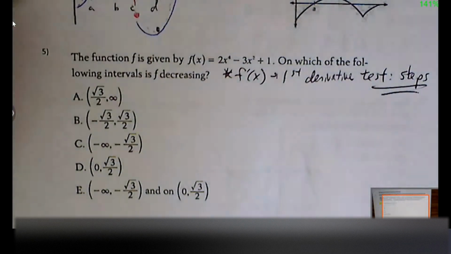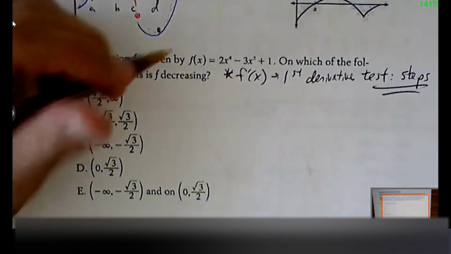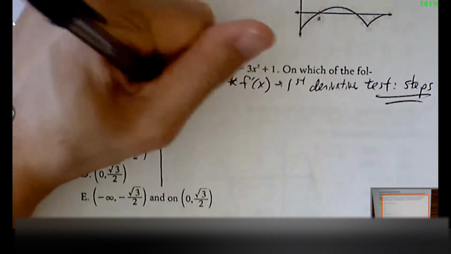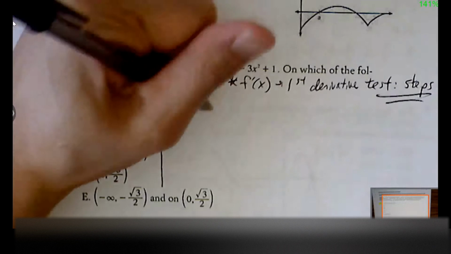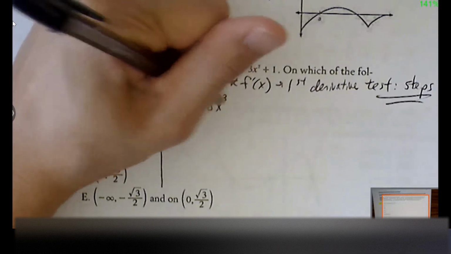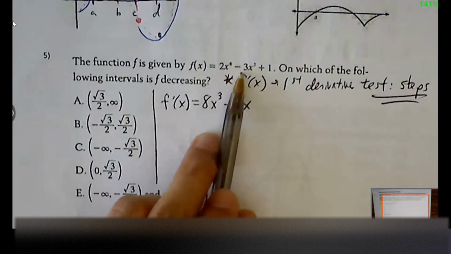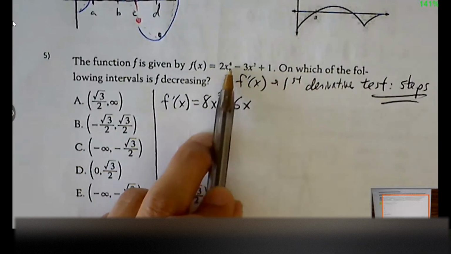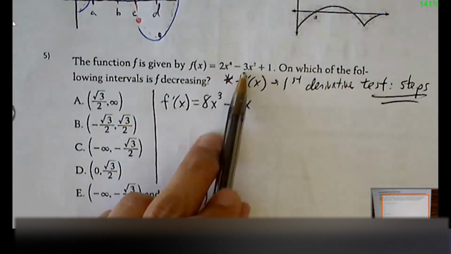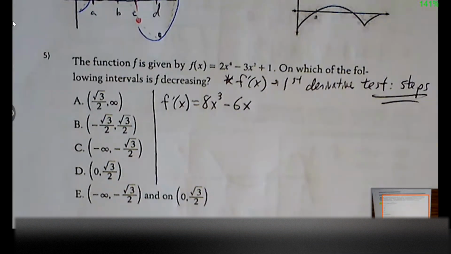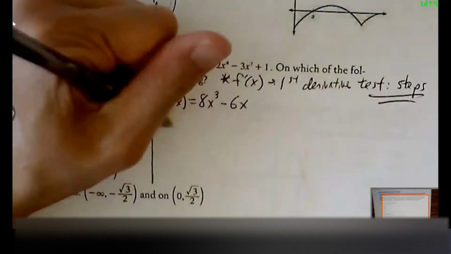So first things first, let's find f prime. We can set f prime equal to zero. We do power rule for the first two terms. 2x to the fourth becomes 8x cubed. 3x squared becomes 6x. 1 goes away to 0. Right, set f prime equal to 0.